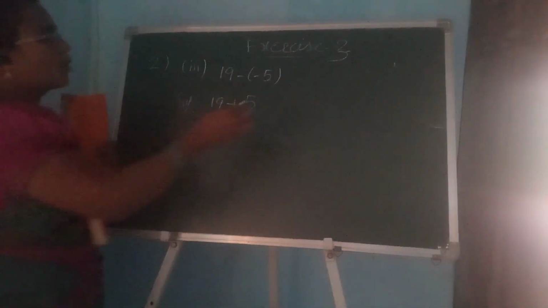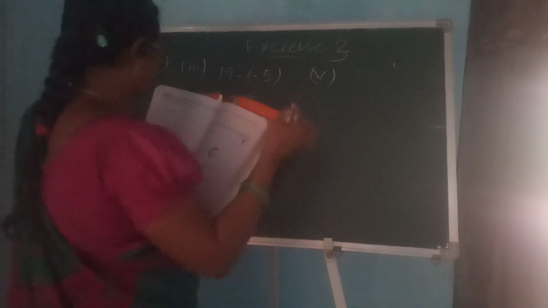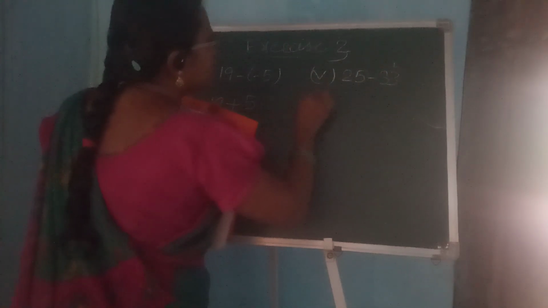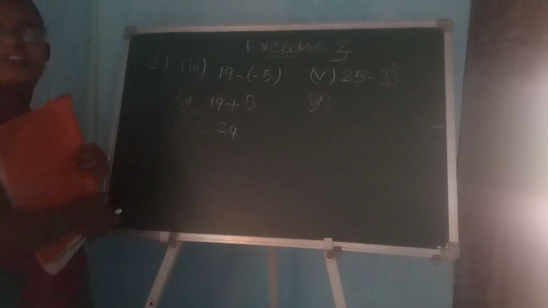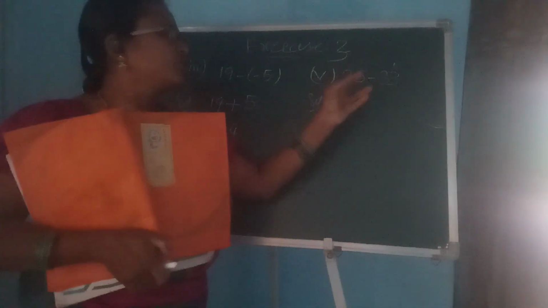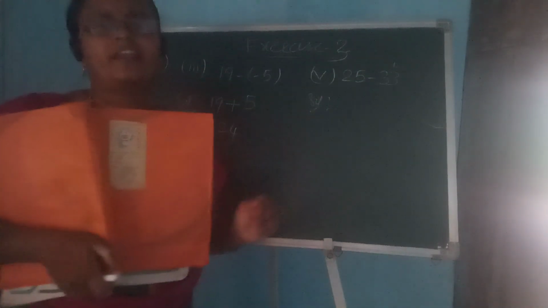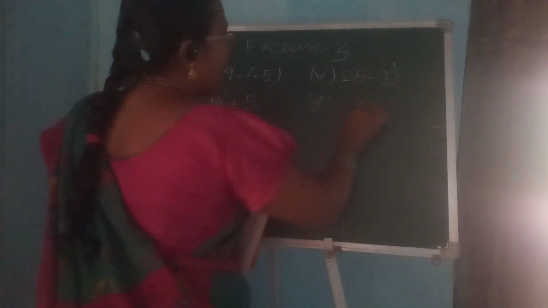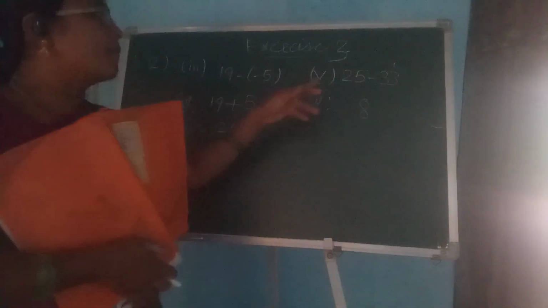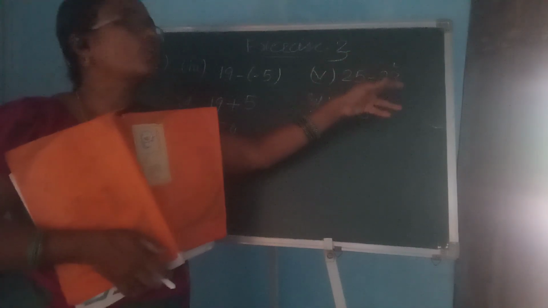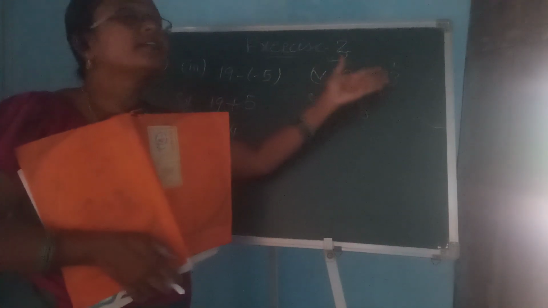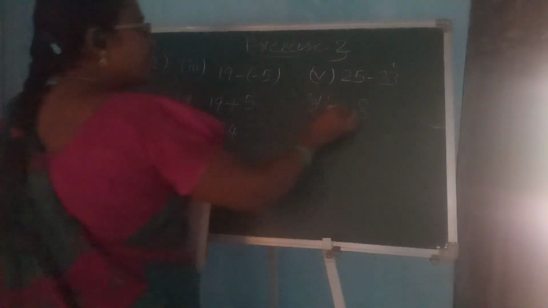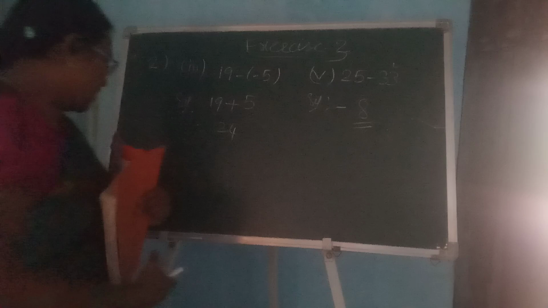Now, fifth problem. 25 minus 33. It is simple, it is given that. So, 25 minus 33. We know that 33 minus 25 is 8. But we observe here, among the 25 and 33, 33 is the bigger digit. The symbol before this 33 is minus. That's why it becomes minus 8.